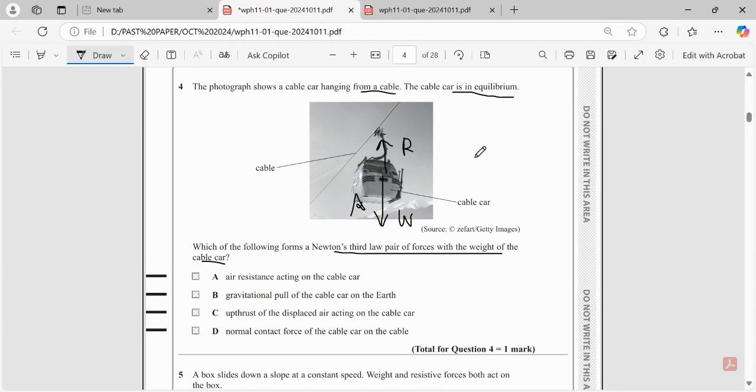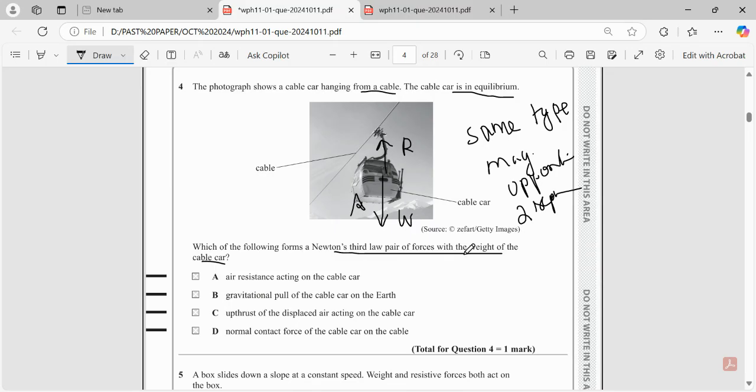The Newton's third law properties are very important here, so you should know all the properties. They should be the same type of force. That is one property. Same type of force, equal in magnitude, but opposite in direction. They must act on two separate objects. So these are some properties of Newton's third law.